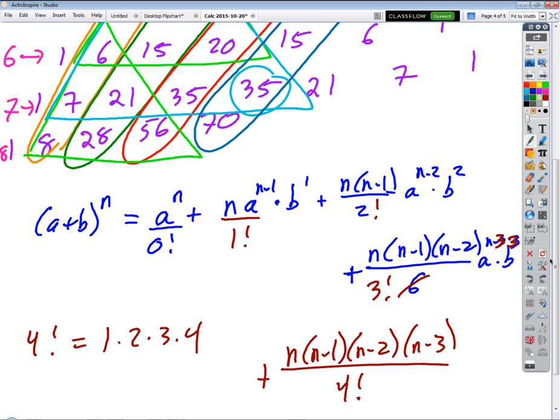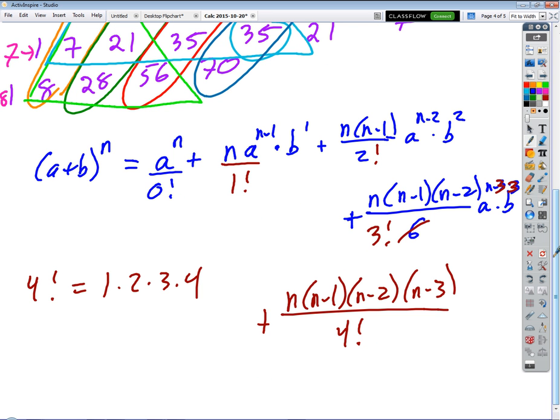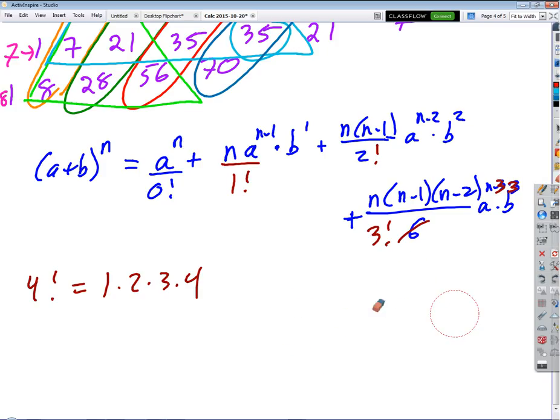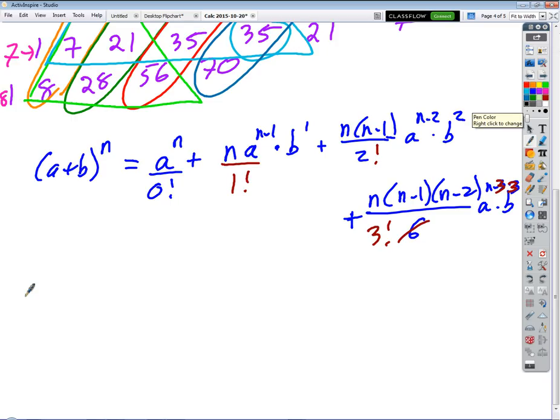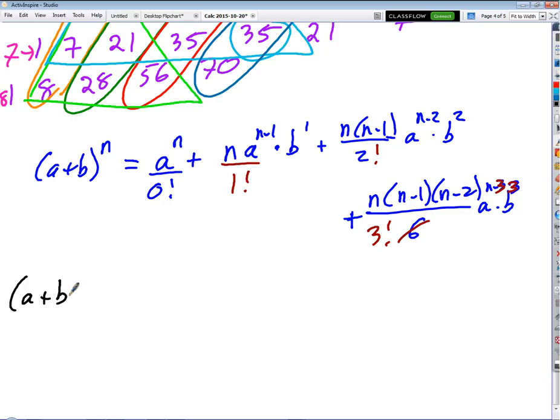So maybe what might be useful would be for us to rewrite this more neatly, and then I'll cut and paste it onto the next page so we can kind of stare at that while we use it, right? Okay. So we ended up with our pattern being a plus b to the n was equal to a to the n plus, we'll just make these numbers on the bottom, how about, right?